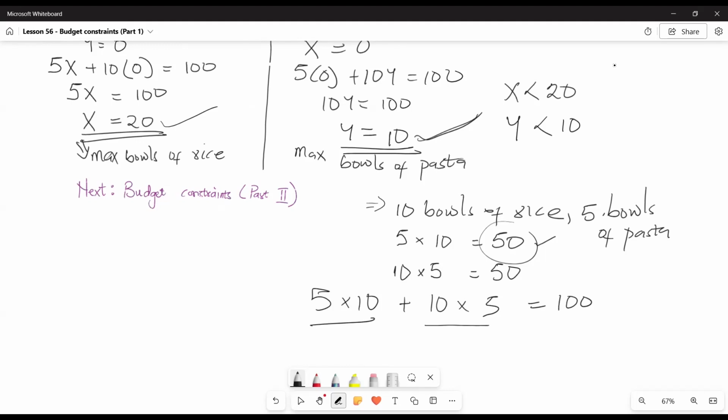Our next lesson will be on the second part of this same budget constraint lesson.